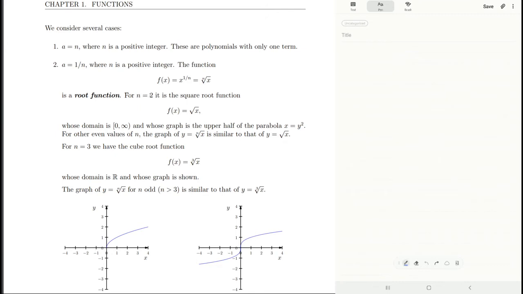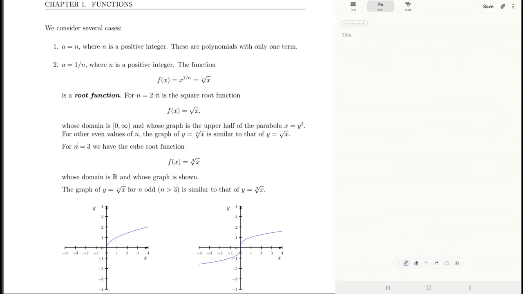For n equal to 2, then what we have is the square root function. So we have the square root of x, and the domain is from 0 to infinity, including 0. Now the graph of the function is going to be the upper half of the parabola x = y squared. Now for other even values of n, the graph of the nth root of x will be similar to the square root function. So the fourth root or the sixth root of x will have graphs that are very similar to the square root of x.